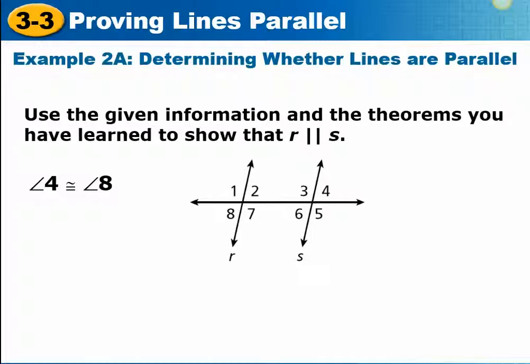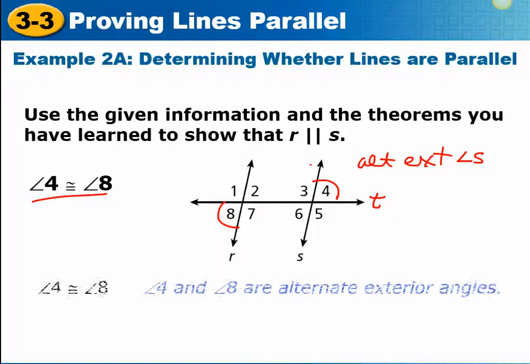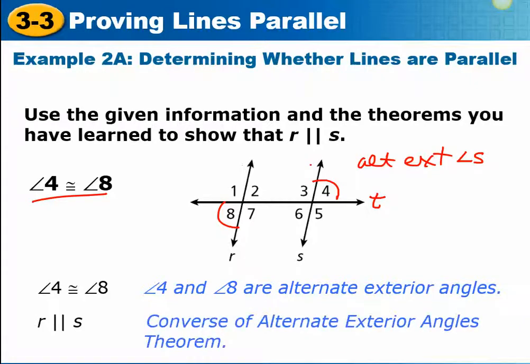So let's check and see if we can figure out whether these lines are parallel or not. It says that angle 4 is congruent to angle 8. In section 1, we learned that if this is our transversal here, these two lines, we don't know if they're parallel or not, but angle 4 and 8 are still called alternate exterior angles, whether or not we have parallel lines. Now it says right here that angle 4 is congruent to angle 8. If that's true, then the converse of the alternate exterior angles theorem tells us that those lines must be parallel.